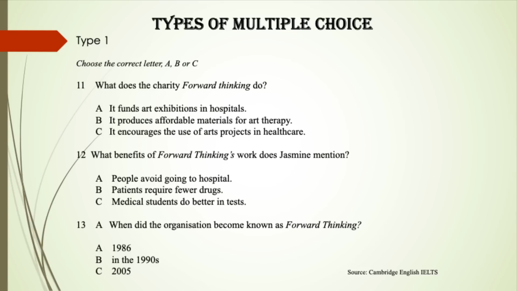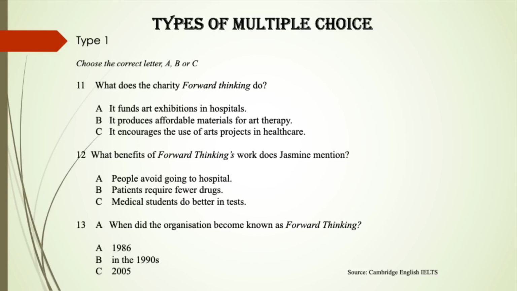Right, now let's have a look at this example. So the instruction for this example is choose the correct letter A, B or C. So you need to choose one answer here. And the question is, number 11, what does the charity Forward Thinking do?